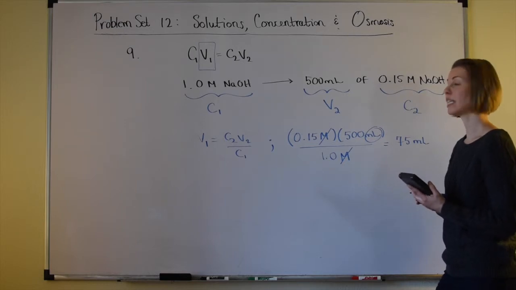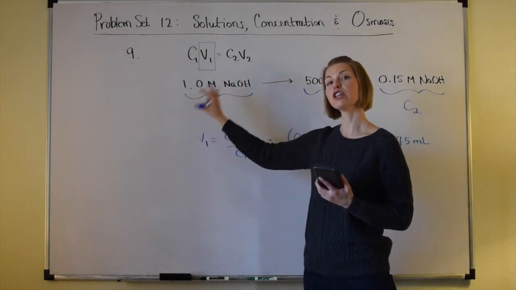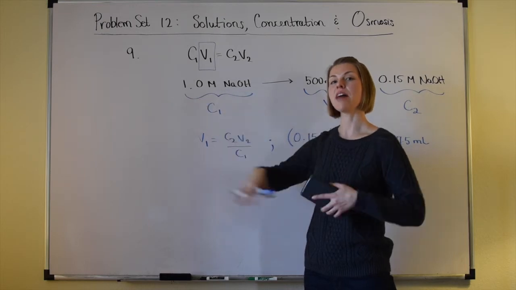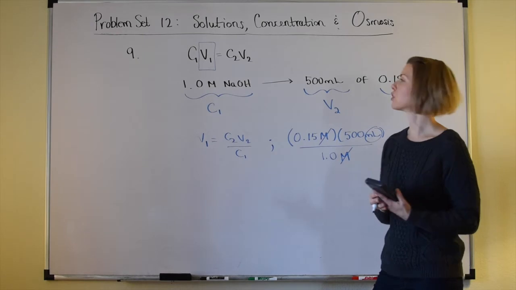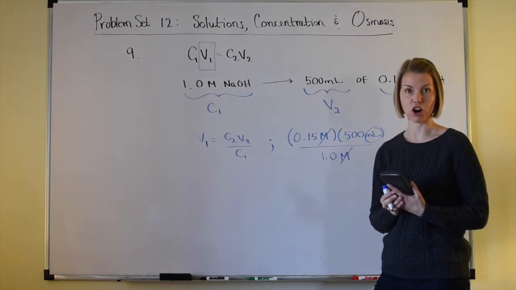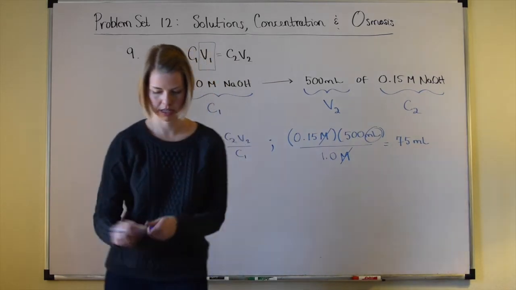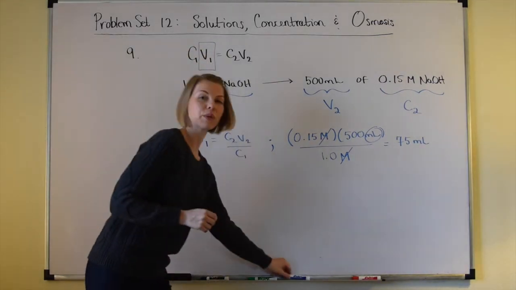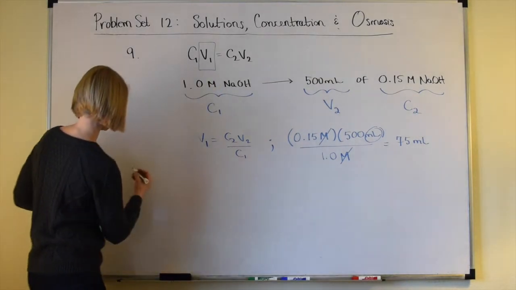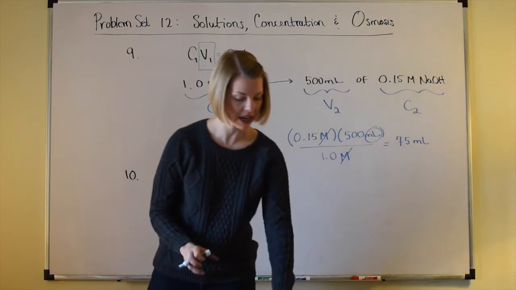So that means that we need to measure out 75 milliliters of our 1.0 molar sodium hydroxide solution and then dilute it by adding solvent, water, up to the 500 milliliter mark. All right. Number 10. I think we can squeak it in right down here. So let's finish off with number 10.